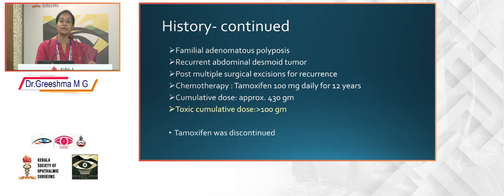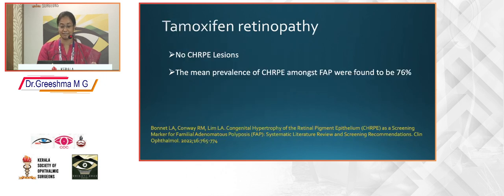The toxic cumulative dose of tamoxifen is more than 100 grams, and hence after consulting with the oncologist, tamoxifen was discontinued. Here, however, he didn't have any CHRPE lesions, and the mean prevalence of congenital hypertrophy of retinal pigment epithelial lesions in a case of FAP is around 76%. That is according to a systematic review by Bonnet et al.